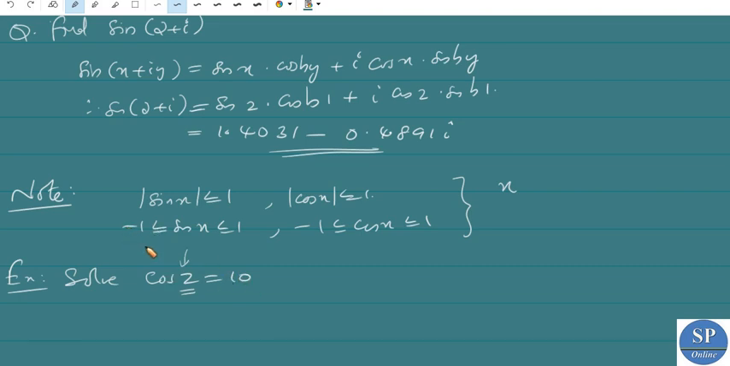That is, it is not restricted. The value of cos z is not restricted from minus 1 to 1. Okay, that is value of cos z is 10. Okay, so we can solve this.